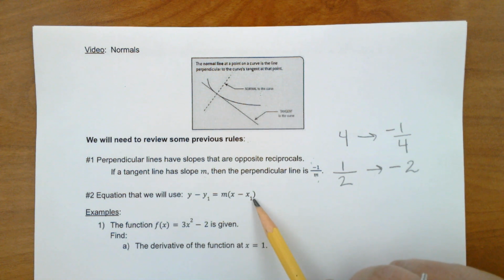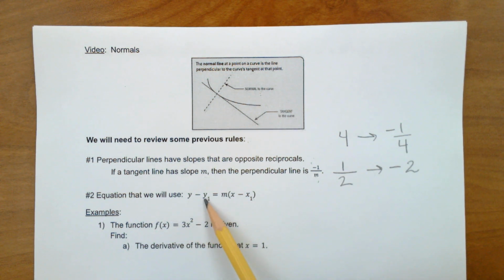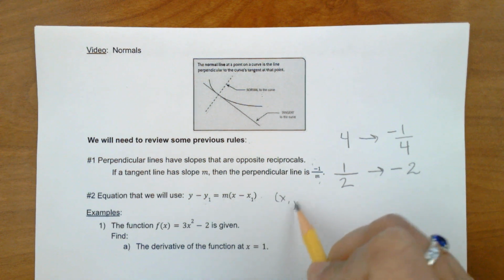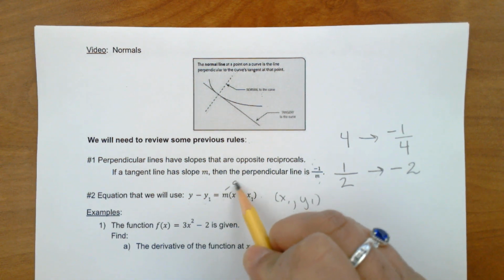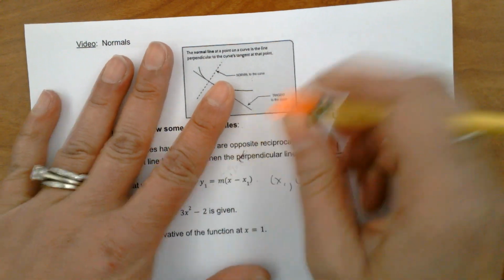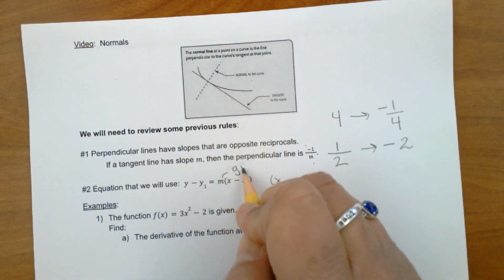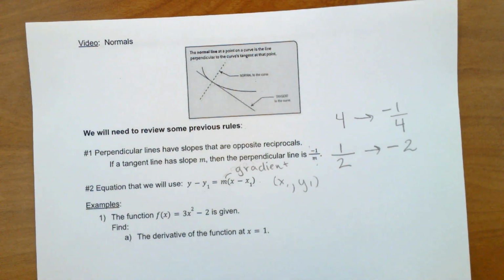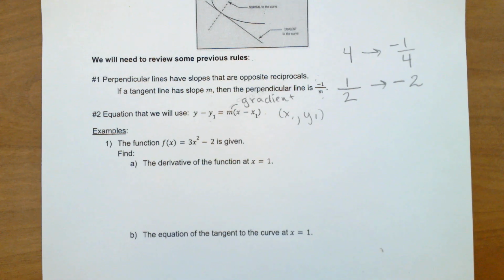And the equation that we're going to use to help us find a line is going to be y minus y1 equals m, parentheses, x minus x1, where x1 and y1 are going to be points that we use, and m is going to be our gradient, otherwise known as slope. Okay, let's start doing some examples.